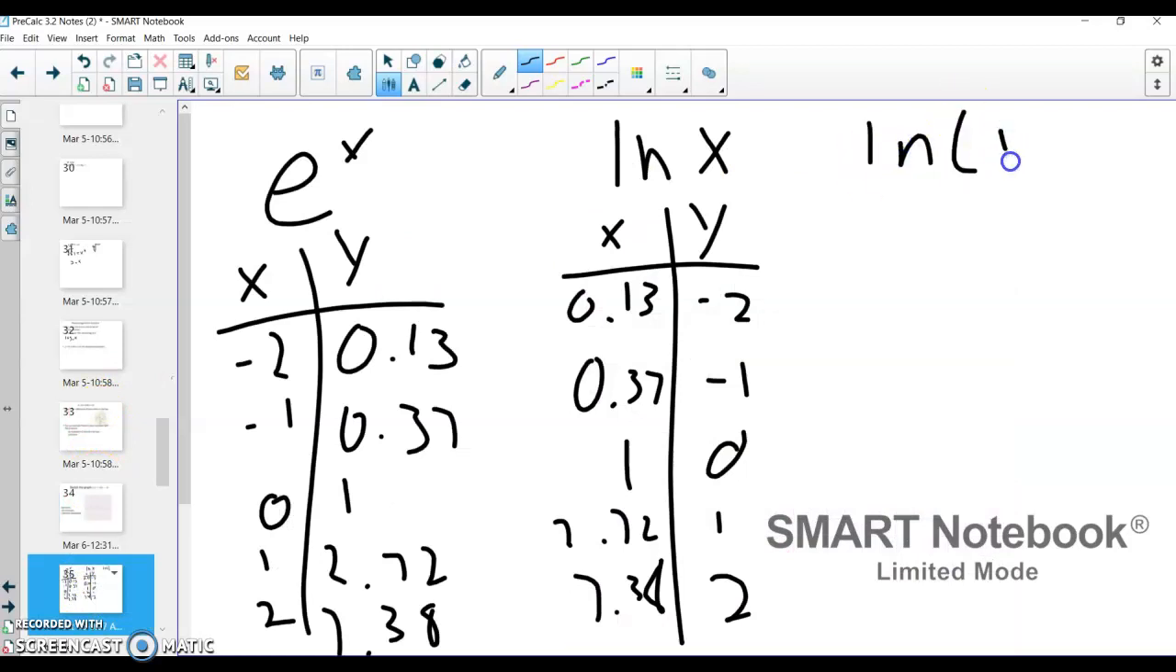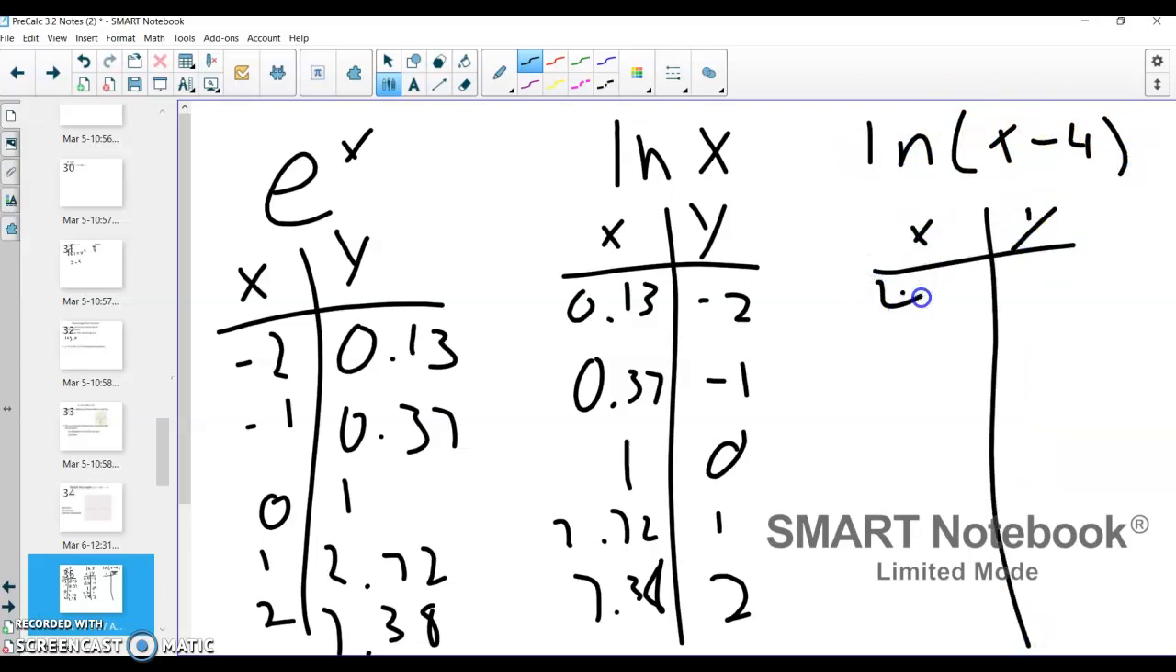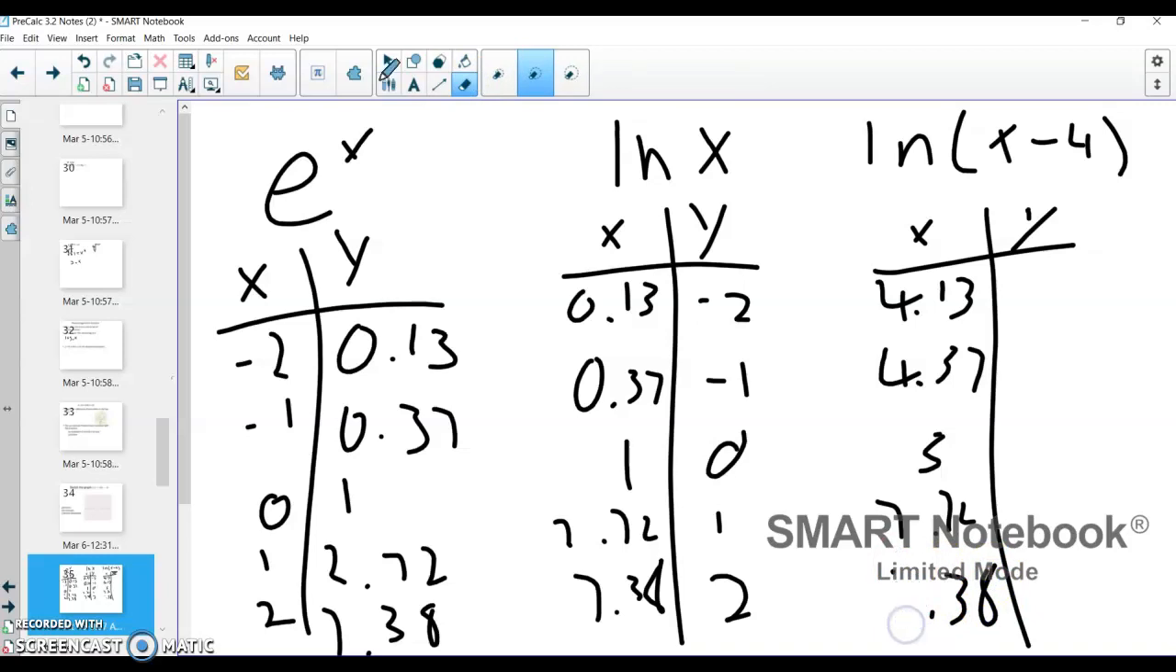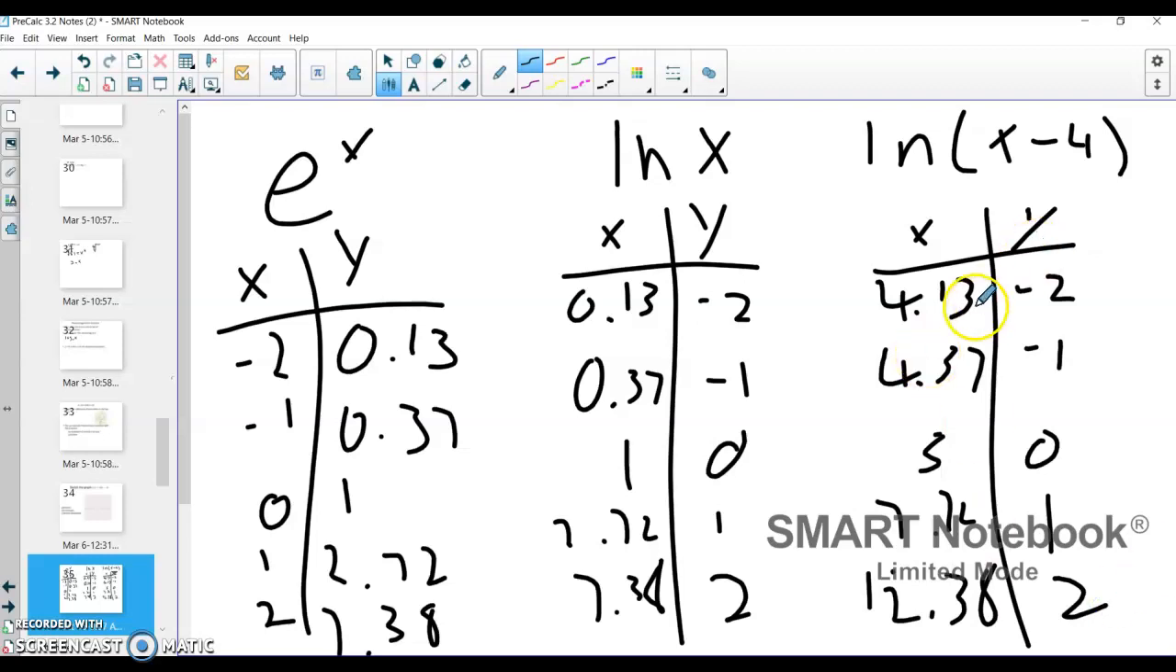So for ln of x minus 4, I'm adding 4 to each one, so my xy table looks like 4.13, 4.37, 5, 6.72, and then 11.38. Sorry, 12.38. Okay, and then my y's stay the same. There's no shifts happening to the y's, so -2, -1, 0, 1, and 2. And then I graph my xy table in the final one there.